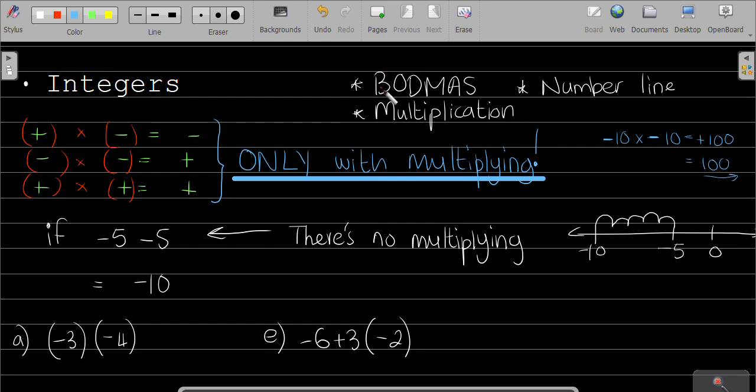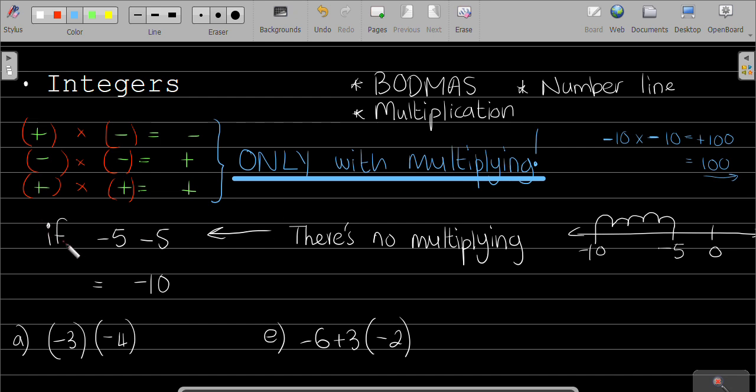B stands for brackets. You do that first if brackets are in the sum. If there's an of, then you do that next. If there's division, you do that next. M stands for multiplication, A is addition and S is subtraction. We really need to be aware of our number line, which I'll touch on just now, and then the multiplication rule I just touched on only applies when we are multiplying integers together.